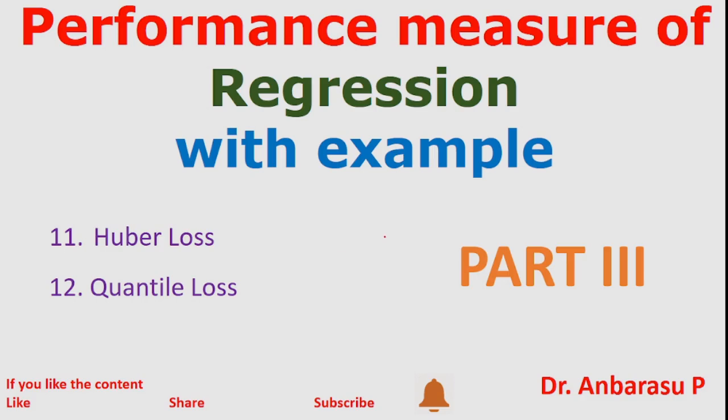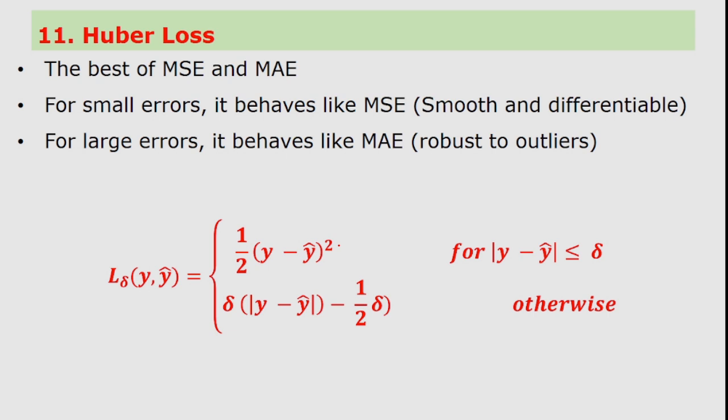Hello all, welcome back to the tutorial session on the topic performance measure of regression in machine learning algorithm. In this session, we are going to discuss what is simply Huber loss and quantile loss, mostly used in deep learning algorithms, as in artificial neural network.